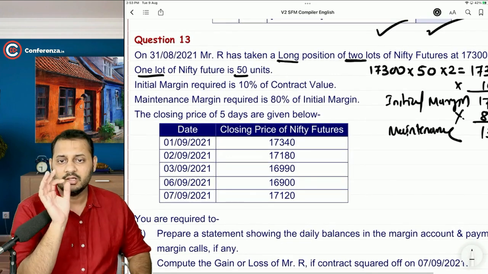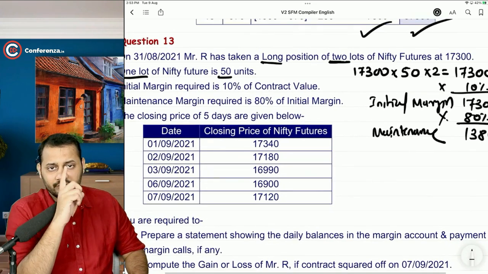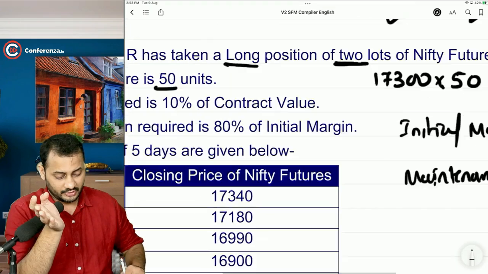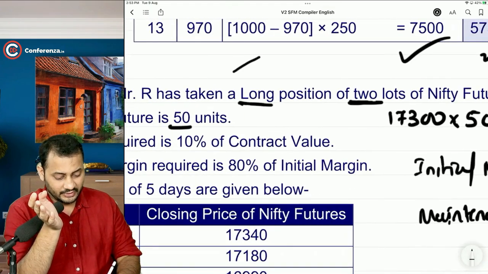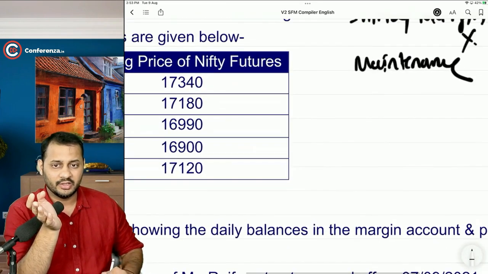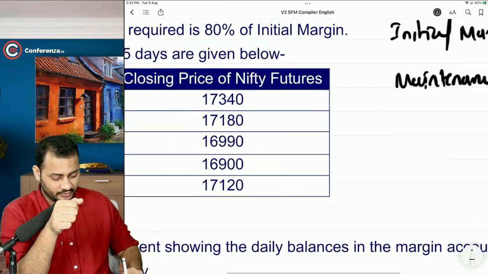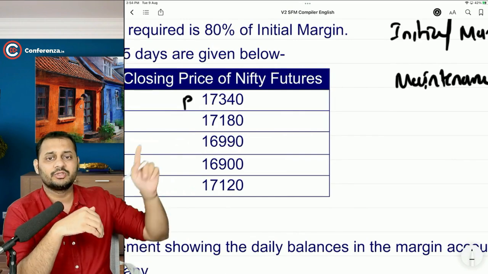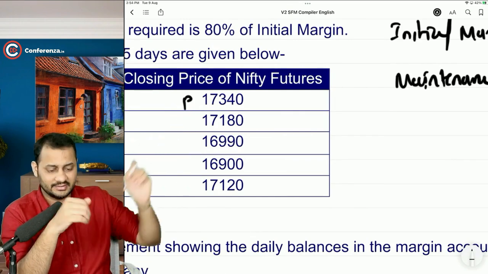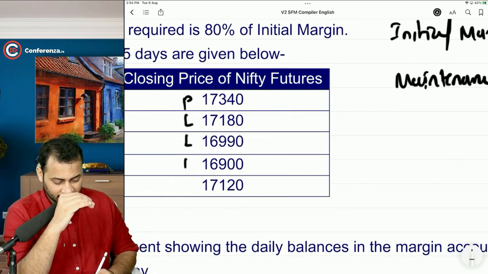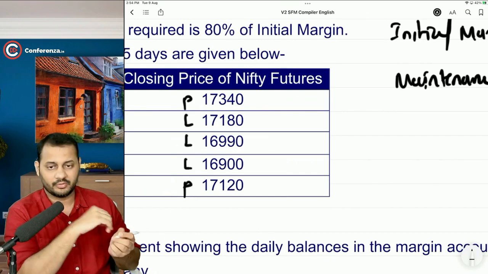You can clearly see that you started with 17,300 and you have a long position. If you are a buyer, that means you will gain when the market is going up and you will lose when the market is going down. In this case, you can see that there will be a profit here because you are going from 17,000 to 17,340. In this case, there will be a loss because you are going down. Again, there will be a loss. Again, there will be a loss, and there will be a profit.